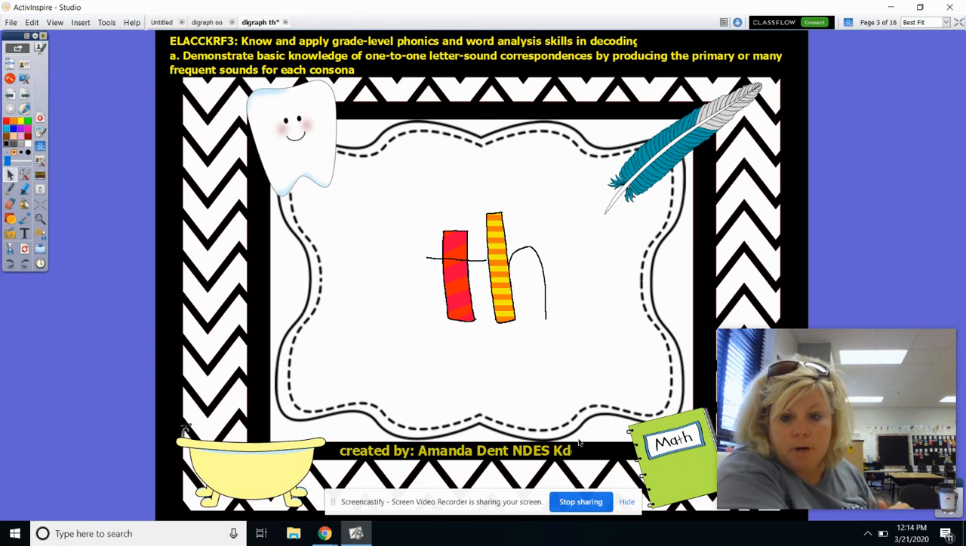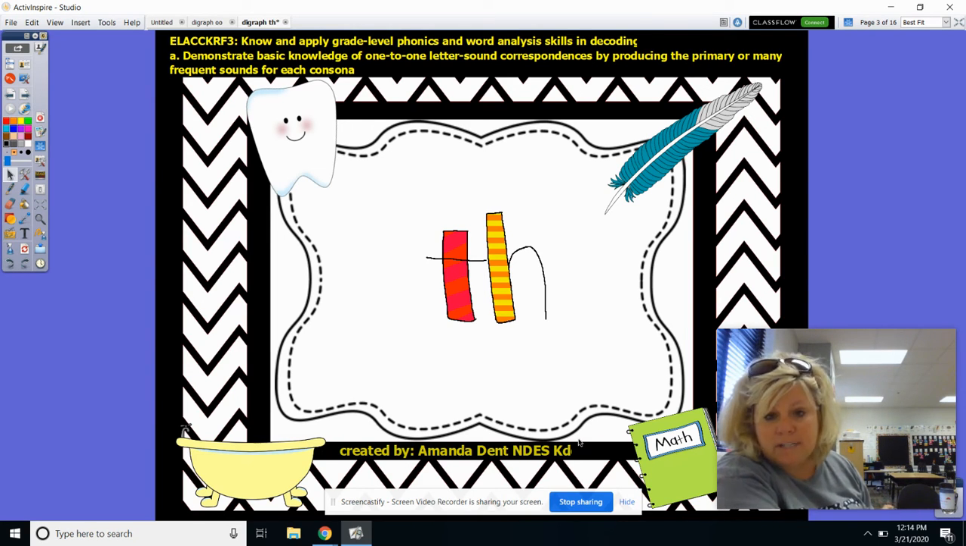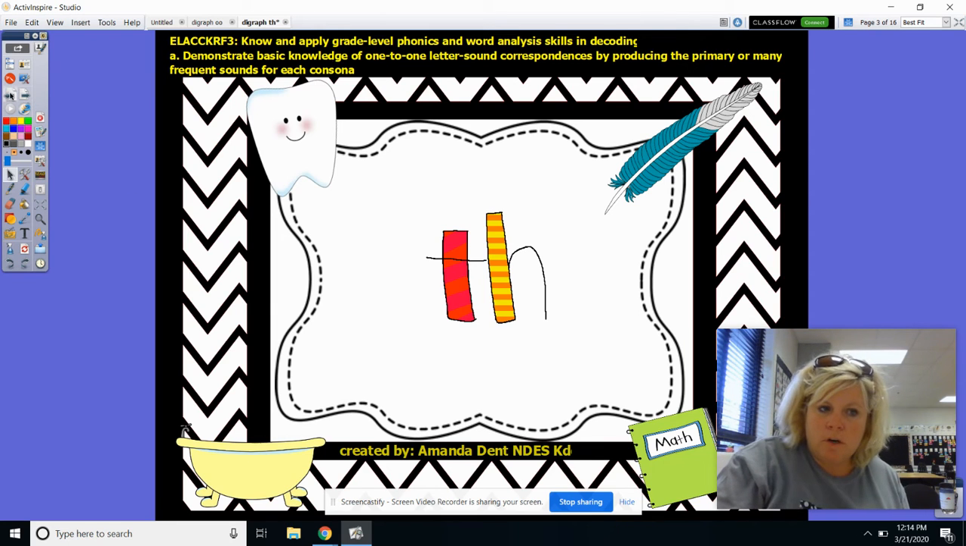Now we have a new keyword today too for the sound. Our other keyword was feather. Remember, our other keyword was a feather. Today's keyword is going to be a thimble.